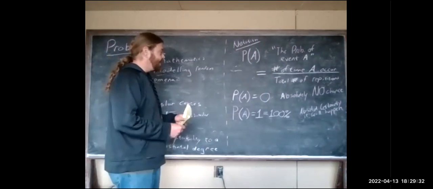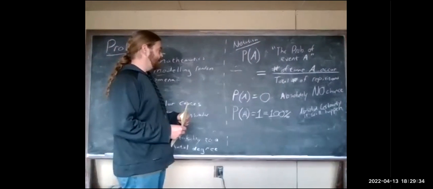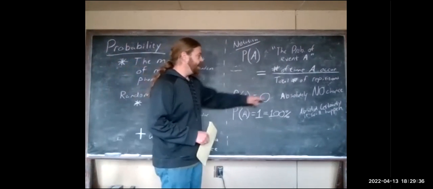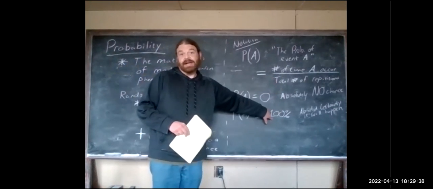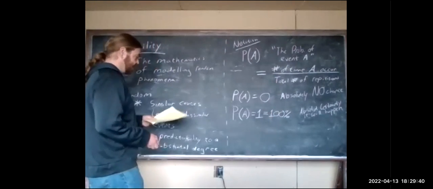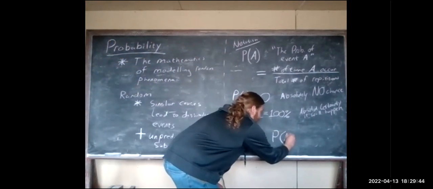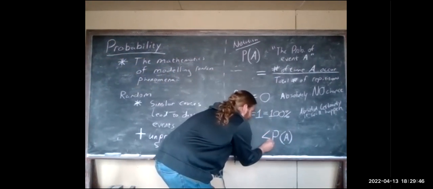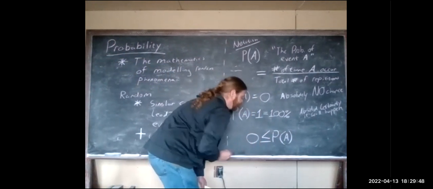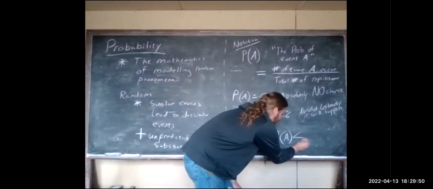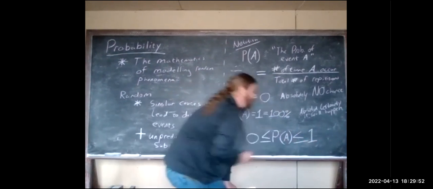So anything else has to fall somewhere between no chance and absolute certainty. So that's another thing about probability. The probability of any event is between 0 and 1.